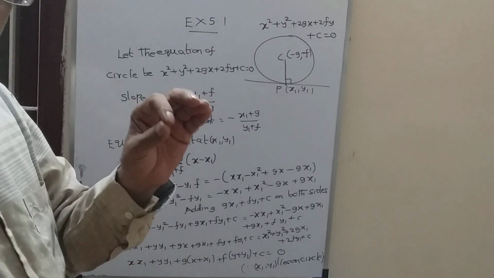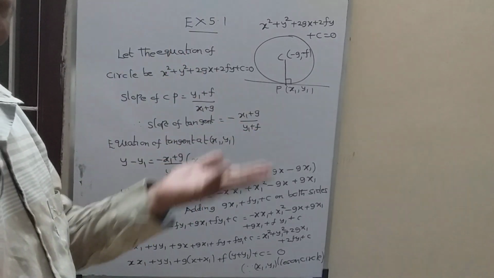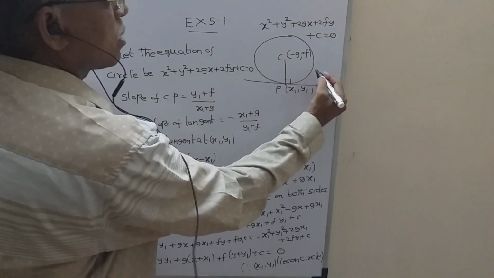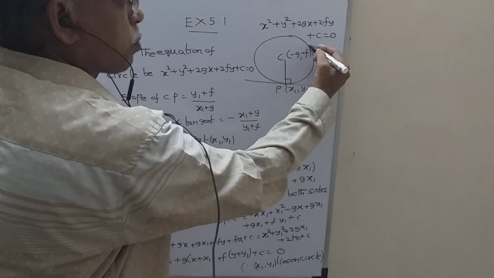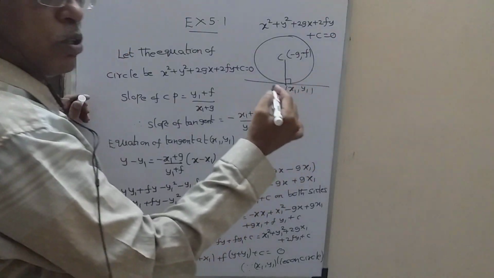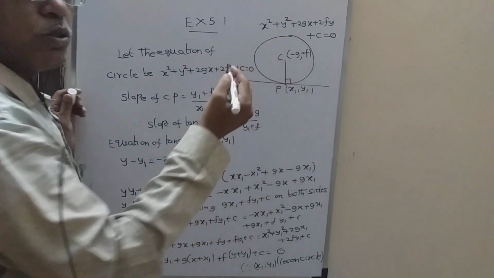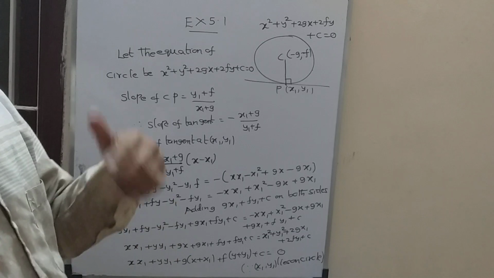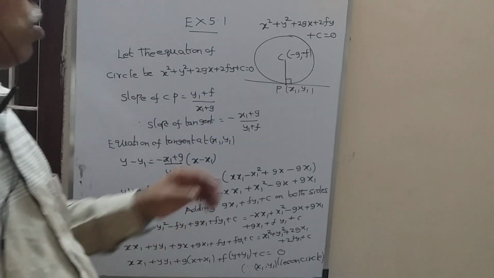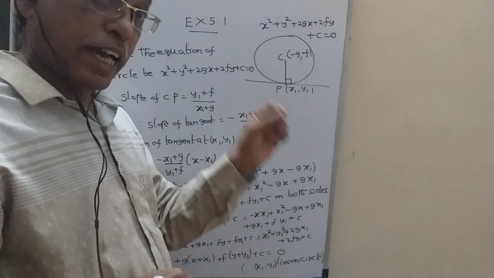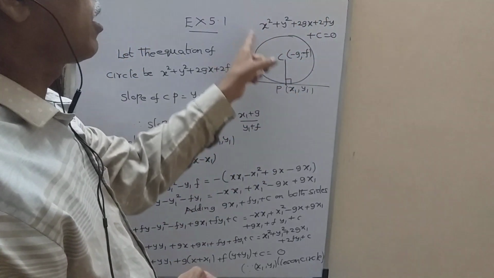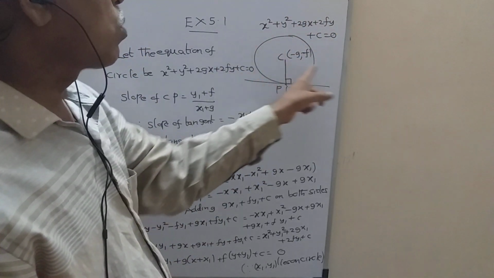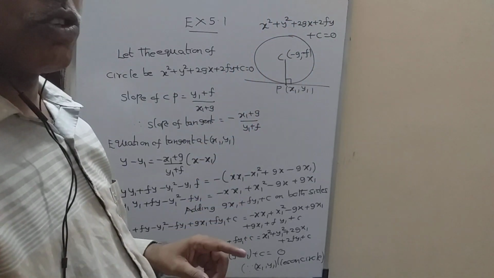So, for any given circle, you can draw so many tangents. For example, if you consider this point, I can draw a tangent here. If I consider this point, I can draw one tangent here. So, for a circle, so many tangents I can draw. So, I want the equation of the tangent at the given point x1 comma y1 to the given circle x square plus y square plus 2gx plus 2fy plus c is equal to 0.